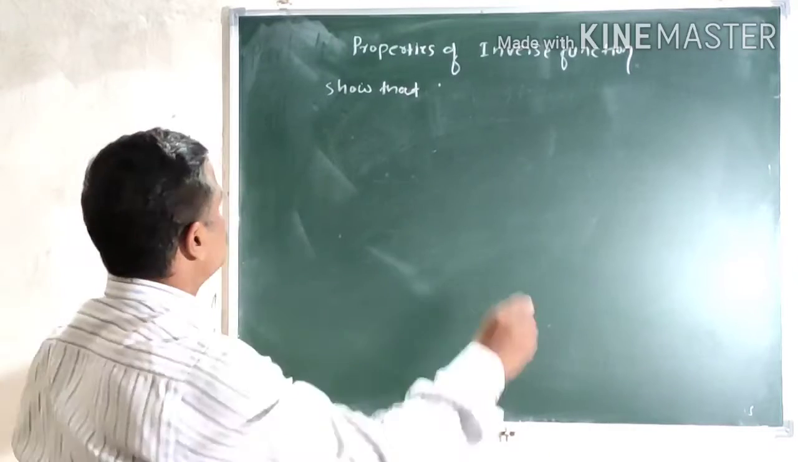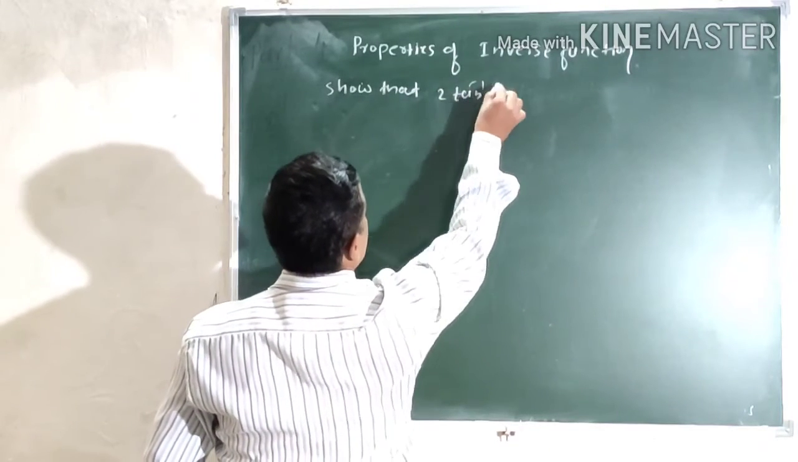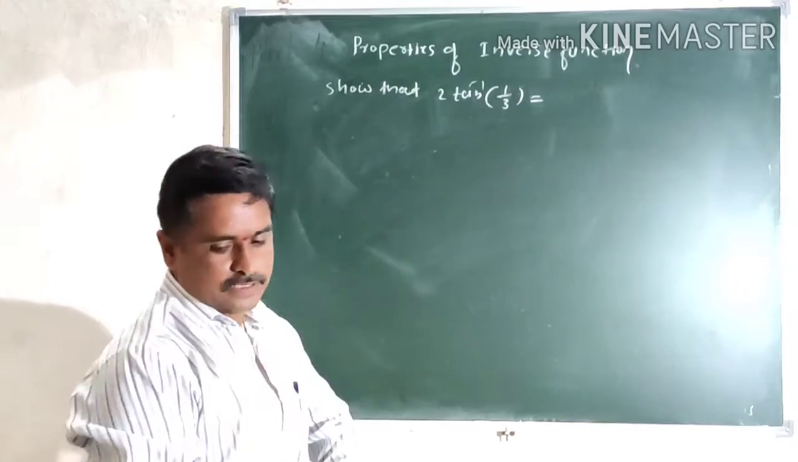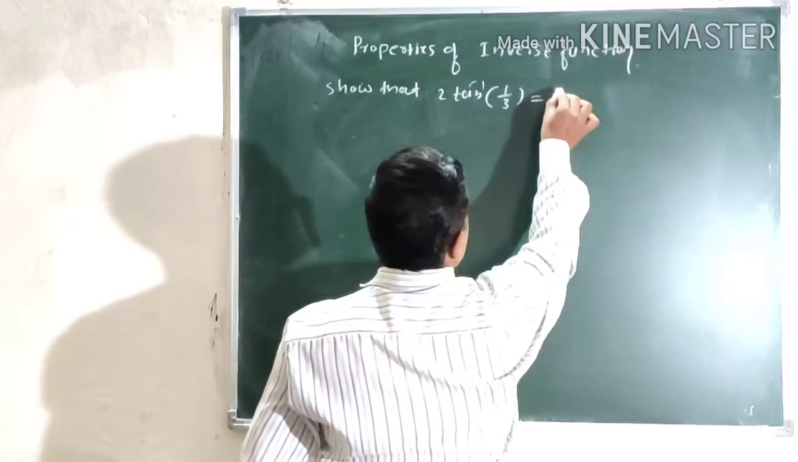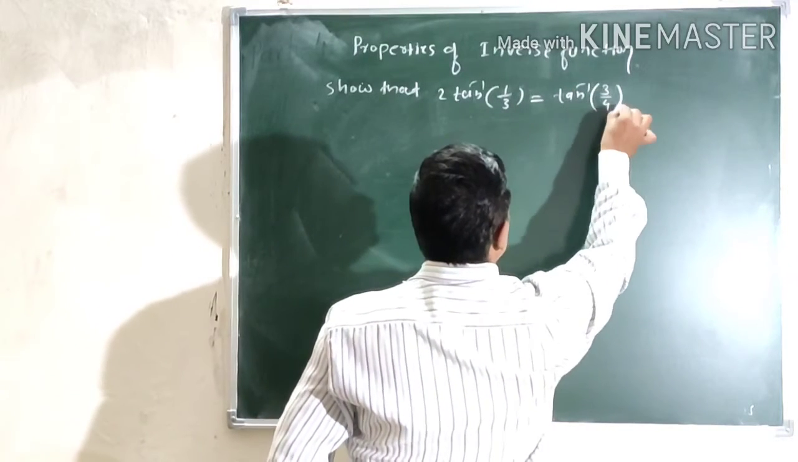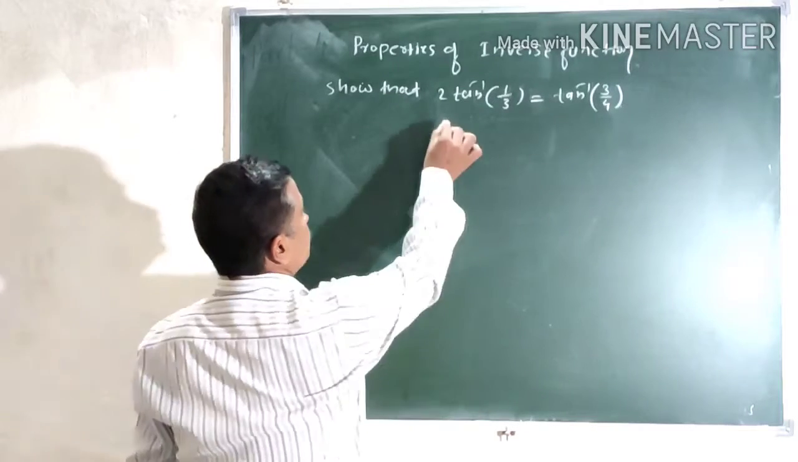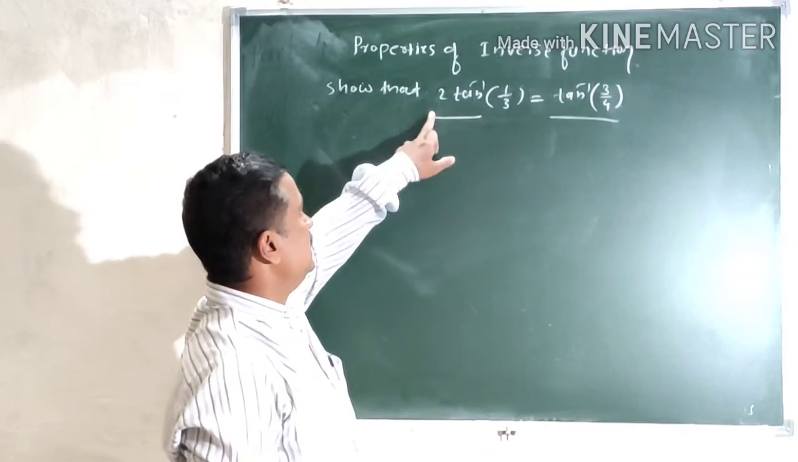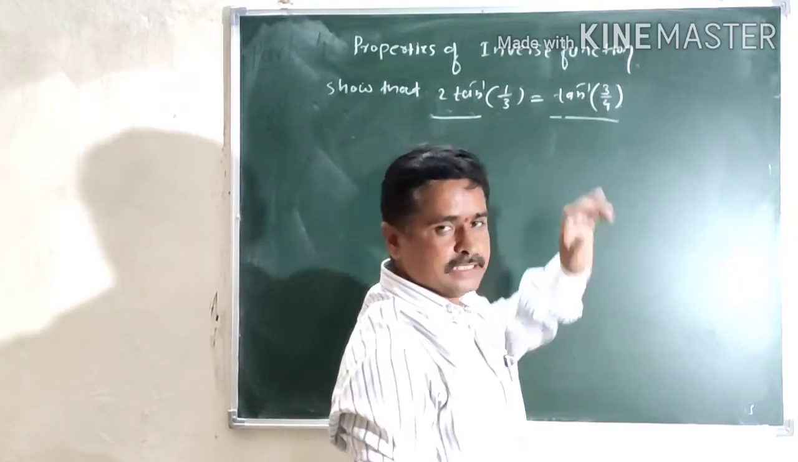that 2 tan inverse of 1 by 3 equals tan inverse of 3 by 4. So we have to show that the left hand side, 2 tan inverse of 1 by 3, has the value tan inverse of 3 by 4.